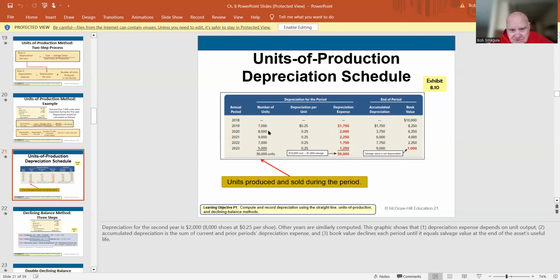And you repeat the process every year. 8,000 times 25 cents, 9,000, etc. The accumulated depreciation keeps growing until it equals 9,000, and your salvage value is the net book value now of 1,000. Okay? Units produced and sold during the period. These are the actuals. So with units of production, you get that cost per unit and multiply it by the actual units.